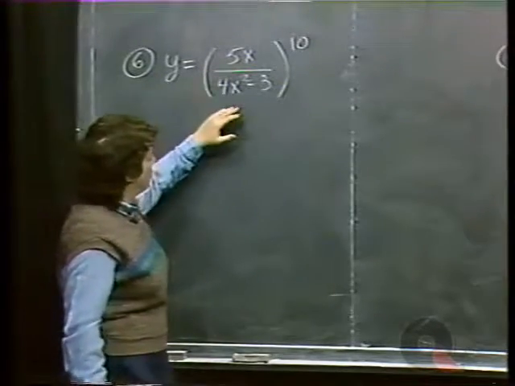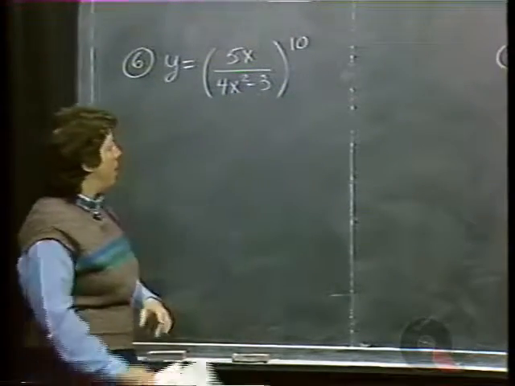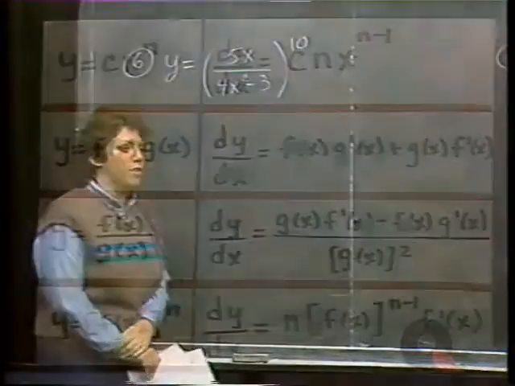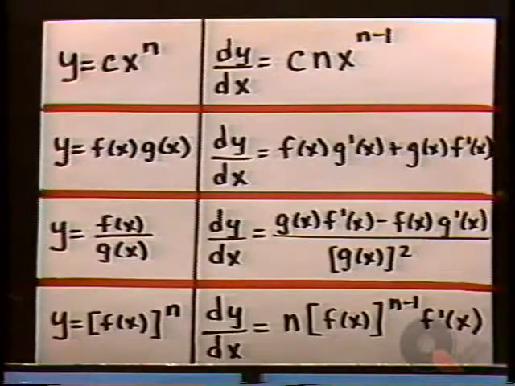We have 5x over 4x squared minus 3 to the 10th power. Let's look at those 4 formulas again. We have the polynomial choice, the product choice, the quotient choice, and function to a power, the power rule. Now which one best describes the problem that we were dealing with? Let's go back and look at the blackboard.